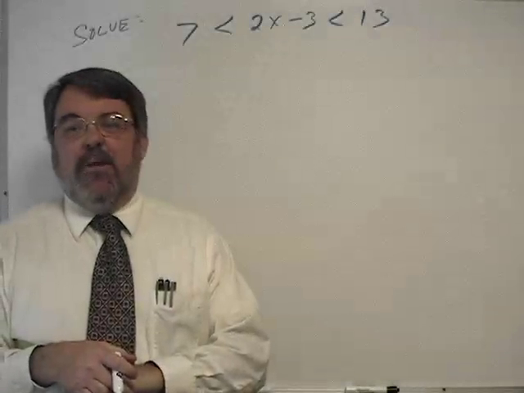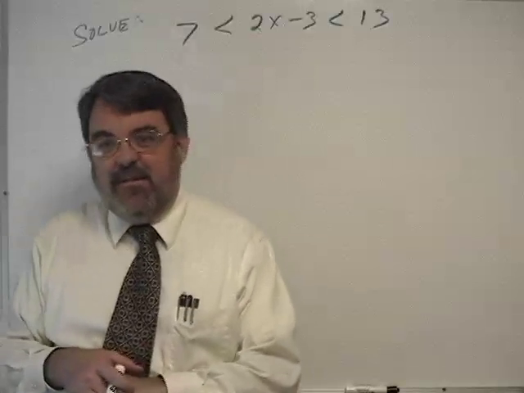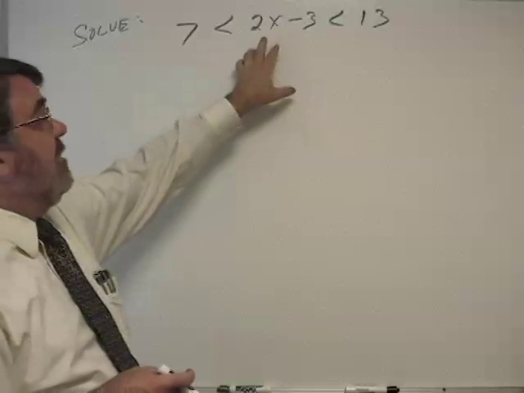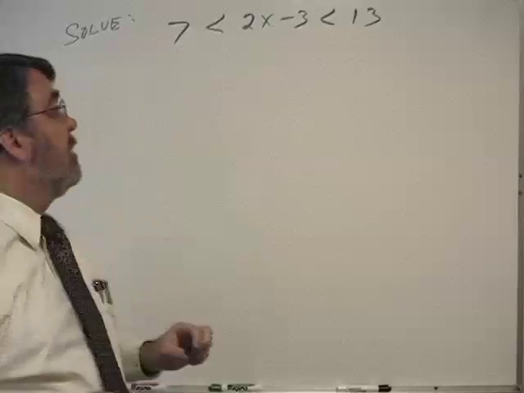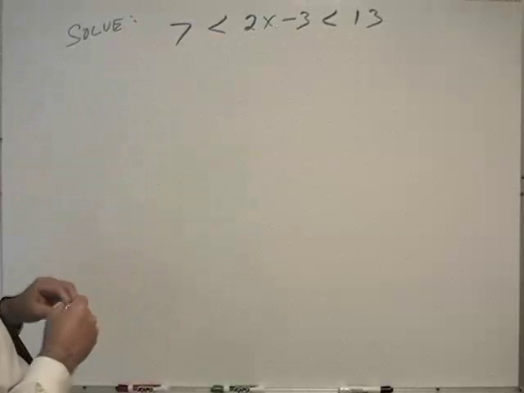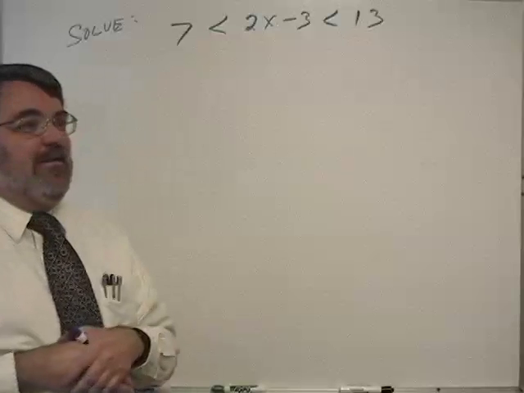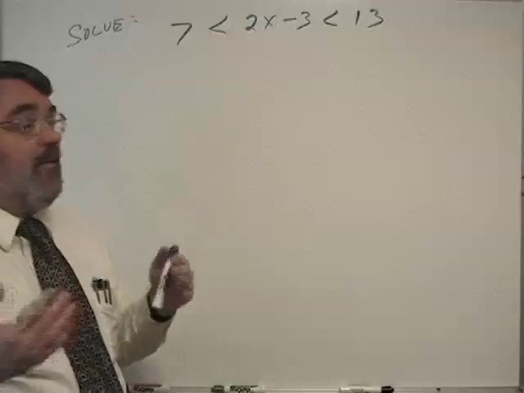Okay, here's a compound inequality, one of those sandwich inequalities as I like to call them. 7 is less than 2x minus 3, which is less than 13. All right, so where would you begin? Well, I'm happy to say that the intuitive thing to try works very well here.